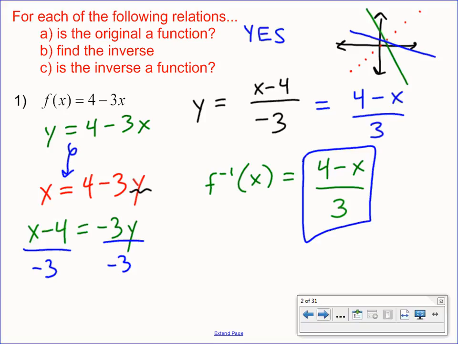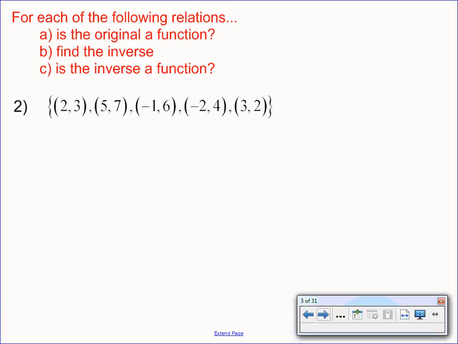Okay, be ready to share then your inverse of the original relation. Is the original a function, though, is our first question. So I'm scanning the problem. Go ahead and tell your partner whether the original is or is not a function, and why or why not.